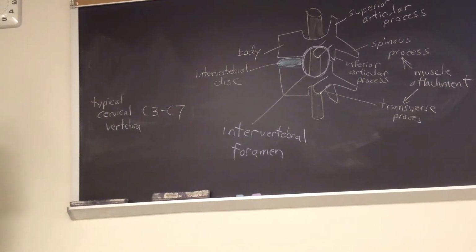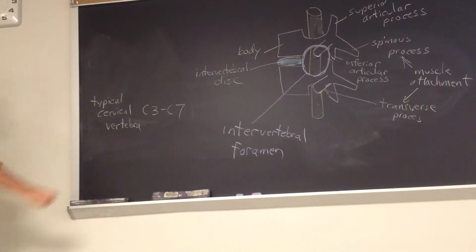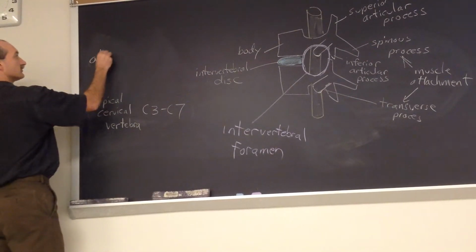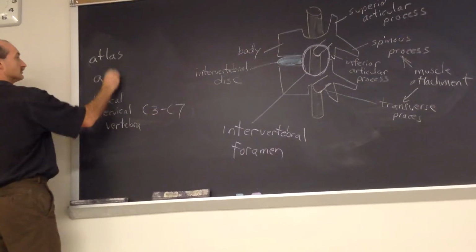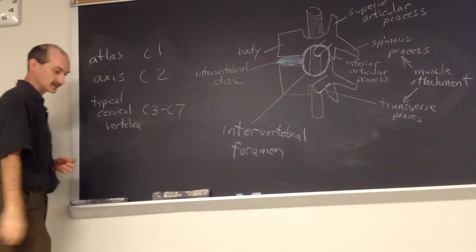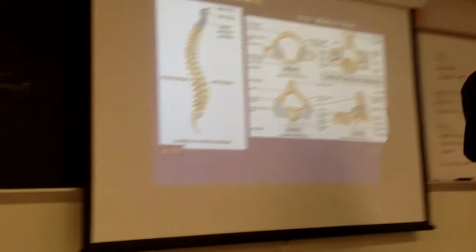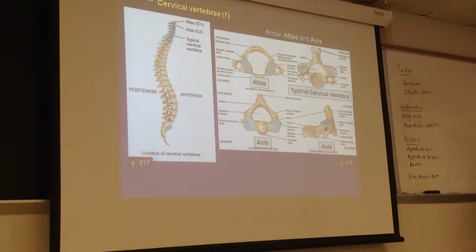There are 2 very specialized cervical vertebrae that you need to be able to recognize as distinctive ones. They have important functional aspects about them. C1 and C2. C1 is the atlas. C2 is the axis. How to tell these apart.